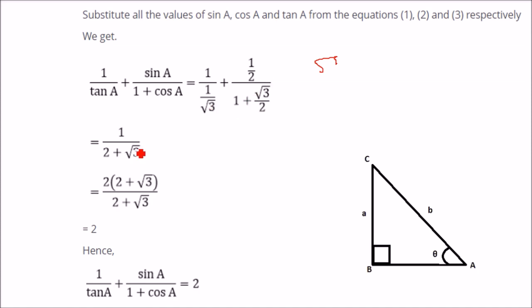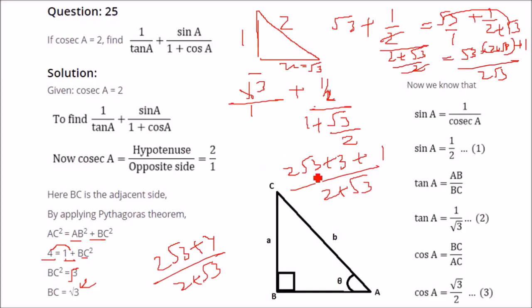And here you get 1 by 2 root 3 plus 4 by 2 plus root 3. So any possibility we can get some value? Yes. We can take 2 common here, 2 common here, root 3 plus 2. Okay. So what do you get? This is 2 plus root 3 and this is 2 plus root 3. This gets cancelled. You get 2.